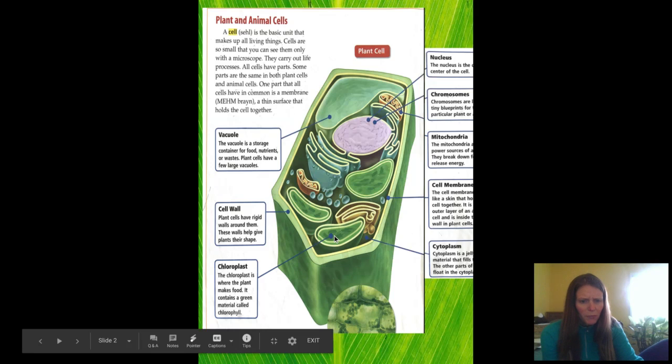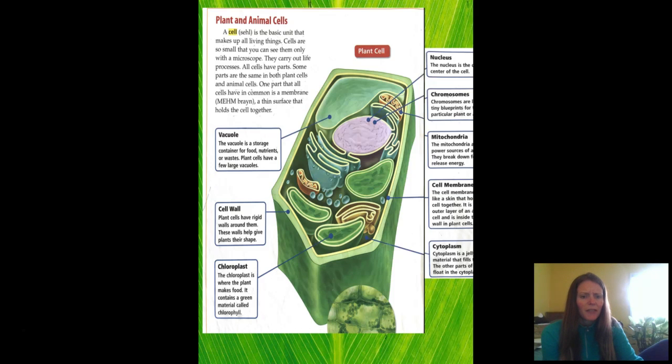Here we have the chloroplast. The chloroplast is where the plants make food. It contains a green material called chlorophyll. So some of you might have heard about the process of photosynthesis. Again, inside of the chloroplast is where they're making the chlorophyll, their own food.